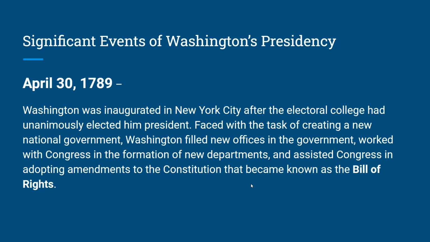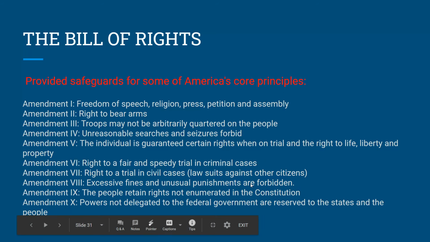The first order of business was the formation of the Bill of Rights, adopting the first 10 amendments to the Constitution. This is a promise that he made. Remember that the last few states to ratify the Constitution ratified it under the condition that a Bill of Rights would be added to this federal Constitution. And so the Bill of Rights, as you can see here, this is actually one of your outside readings for this unit, provided safeguards for American core principles.